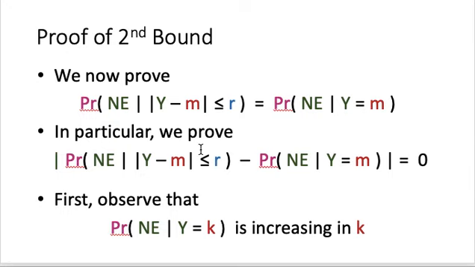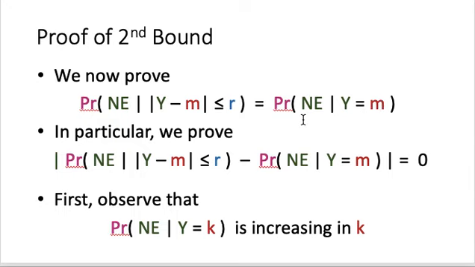At this time, the r value is already fixed to be square root of 2m log m. And we want to show that the probability of having no empty bins, given that y is close to the mean, will be the same as the probability of having no empty bins when y is exactly the same as the mean value m.